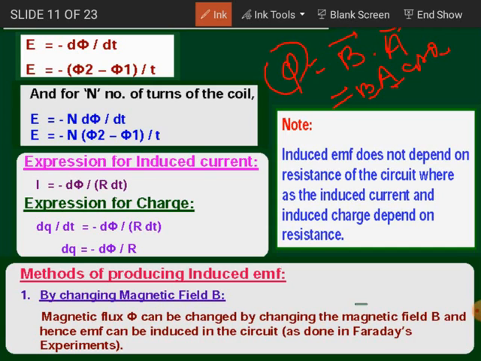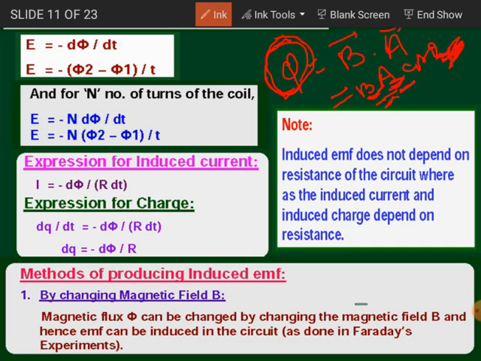So your induced EMF depends upon this change in magnetic flux. Again, it is change in B, change in A, change in theta. So your induced EMF will surely depend on these three individually: B, A and theta, where B is the magnetic field induction or rather the strength, A is the area of the coil or the surface of the circuit or conductor, and theta is the angle between the area vector and the magnetic field vector, individually or collectively.